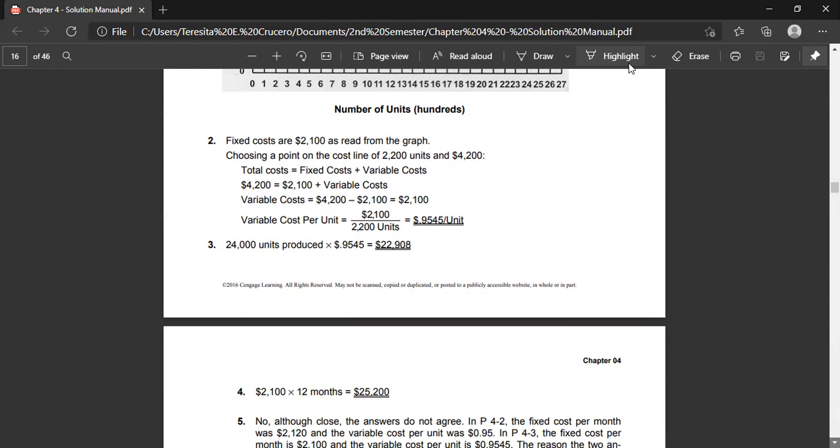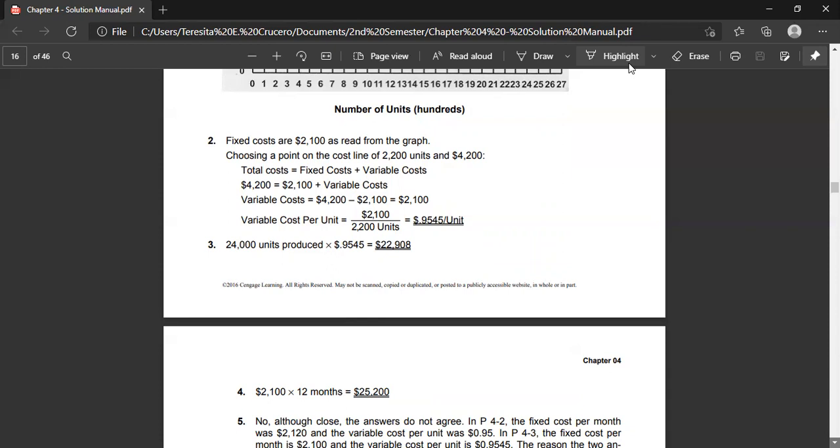Determine the variable cost to be charged to the product for the year. Number four, determine the fixed cost to be charged to factory overhead for the year. So you simply multiply 2,100 per month by 12 months. So you get $25,200. That's good for the year.